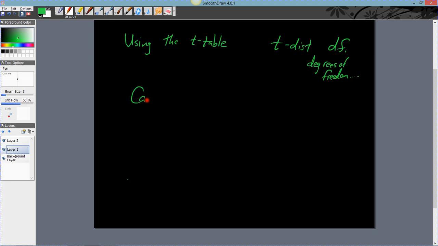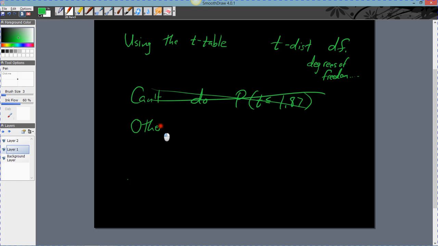So what you can't do with the t-table is find something like, what's the probability that t is less than or equal to some particular number? There's no way to do that with the t-table. What it does do is going the other way, which is if you're given the probability, find the t.